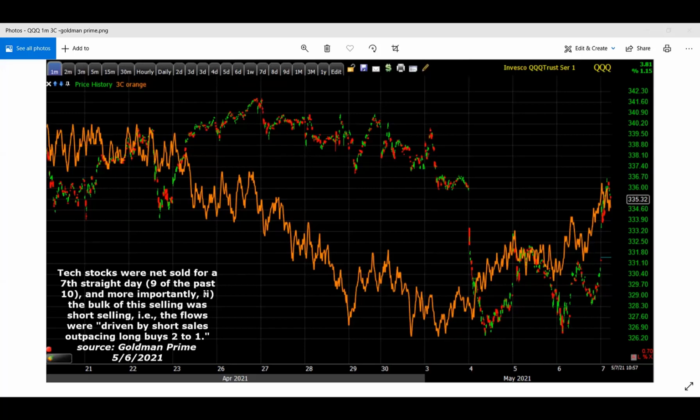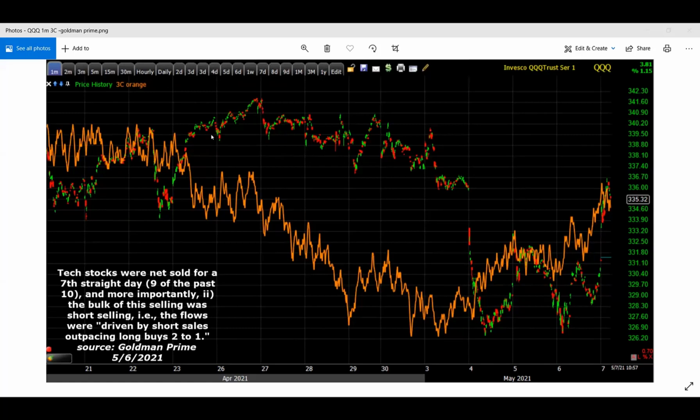And 9 out of the past 10 days, and more importantly, the bulk of the selling was short selling. The flows were driven by short sales outpacing long buys 2-to-1. Okay, so this is the source over here, Goldman Prime. Everybody can see that. So if we go back 9 days or 10 days or so, that's basically right here.